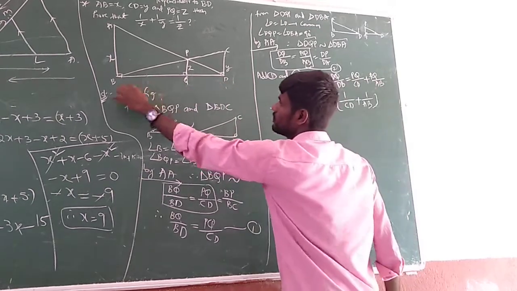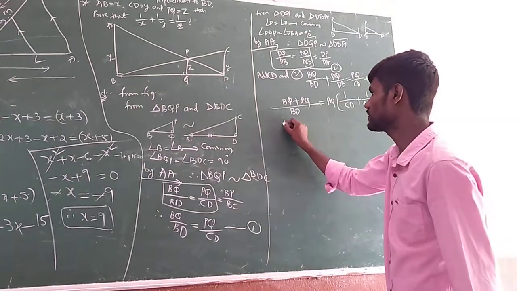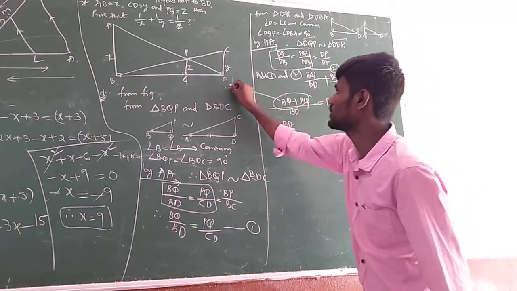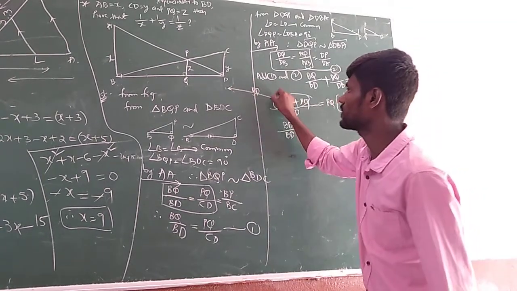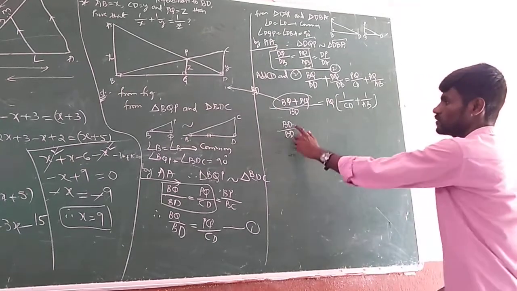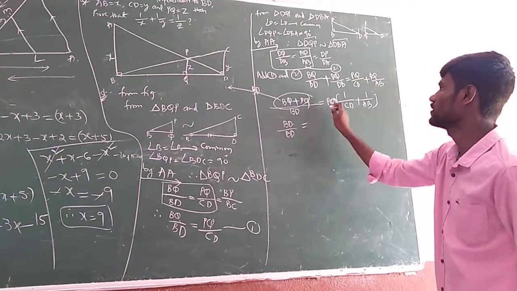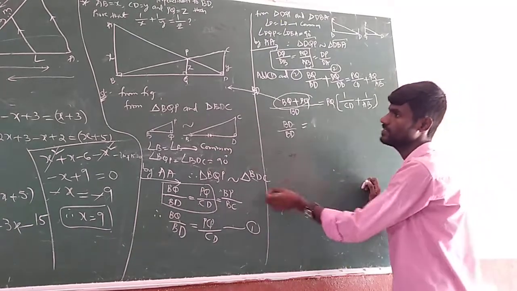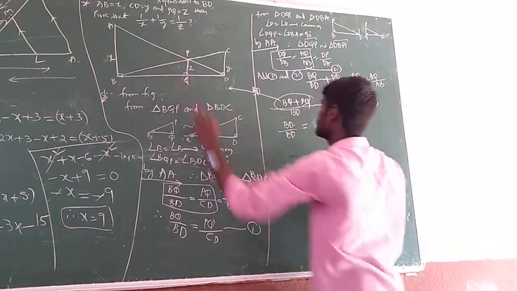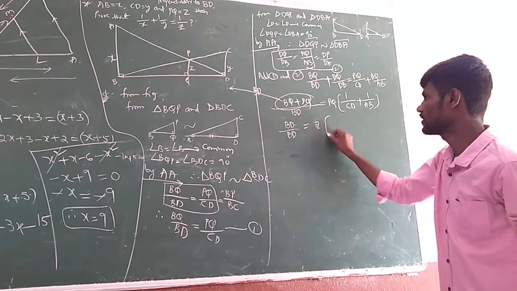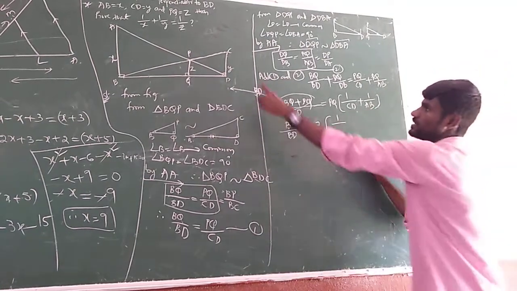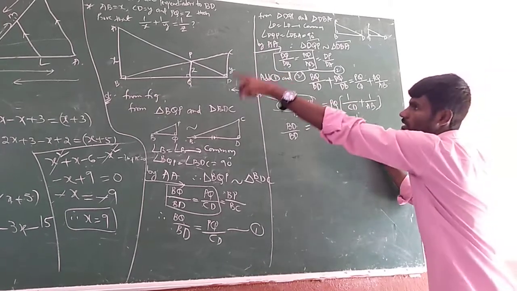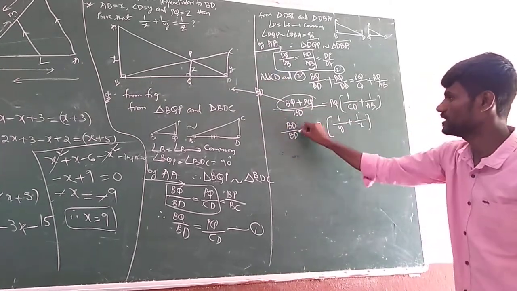BQ plus DQ is nothing but the bigger side BD, isn't it? So BD divided by BD, because this is the total BD from the figure, is equal to PQ. What is its value? PQ is given as Z, so let us substitute Z. 1 by CD, CD is given as Y, so 1 by Y, plus 1 by AB, AB is given as X. That's it.